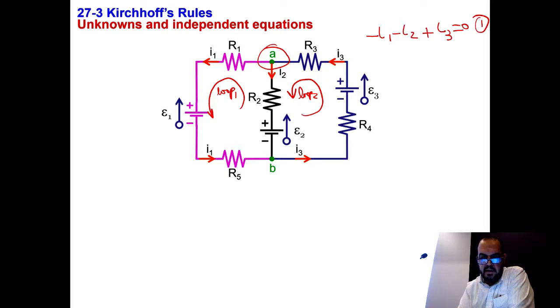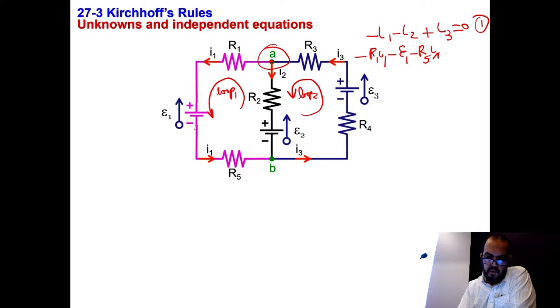Now I'm going to write the loop equation for loop 1. Let me start at point A and return to point A and go step by step. First of all, I'm going through the resistance R1, in the same direction of the current. And we said if we go in the same direction of the current, the potential decreases. So it's minus R1 I1. Now we're going to go through the battery, but we're entering the positive terminal of the battery. We said if we enter the positive terminal, the potential will decrease. So minus epsilon 1. Now we're going through R5, in the same direction as I1, and we use a negative sign. So minus R5 times I1.